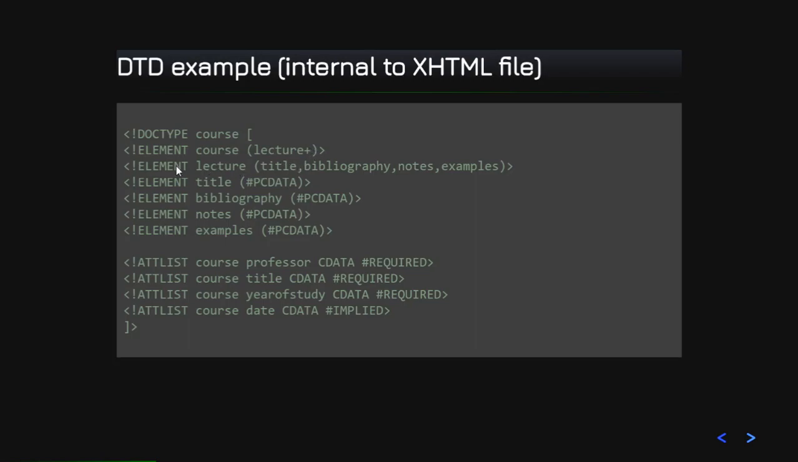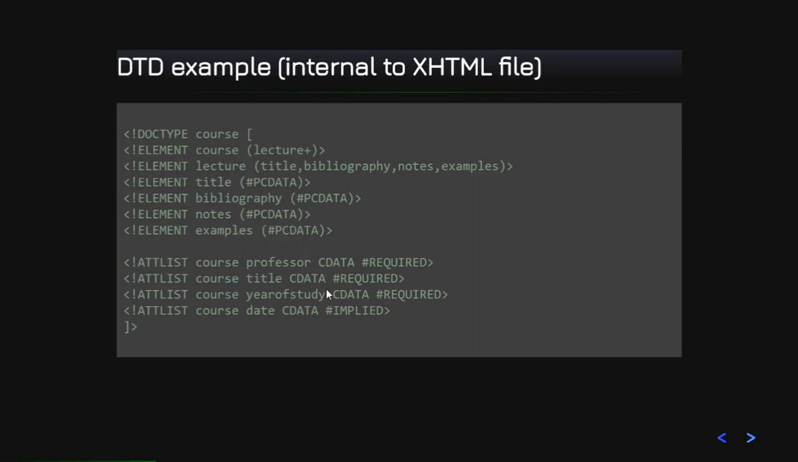Each lecture tag is an element which contains the following type of children: title, bibliography, notes, and examples. The title tag defined here should contain parsable character data, that is text data. So it shouldn't contain any other tag inside it, but just text data. The bibliography child should also contain parsable character data. The notes tag should also contain parsable character data, and also the examples tag.